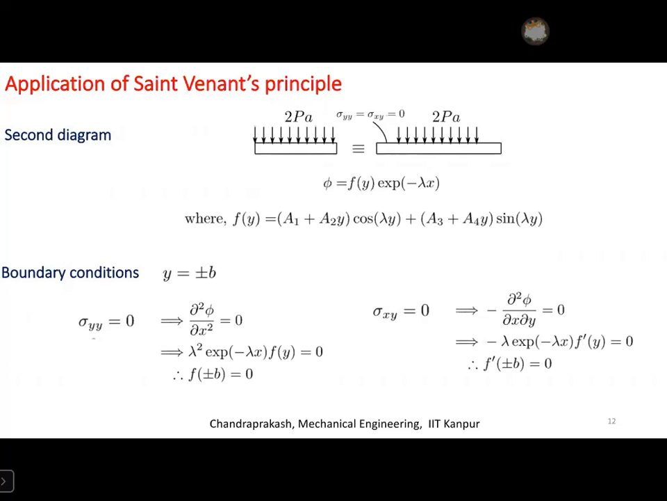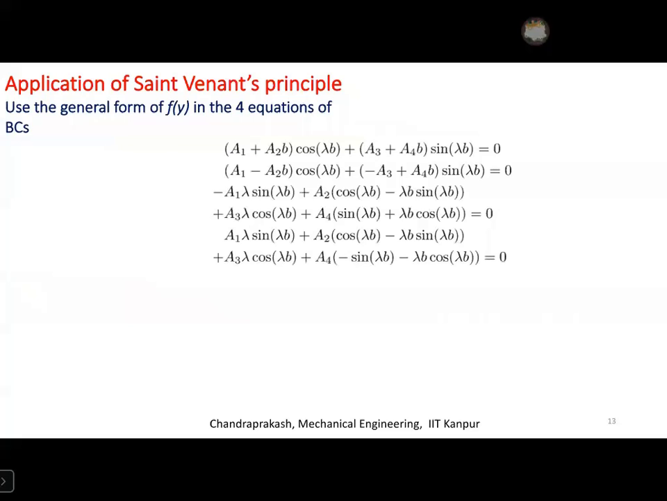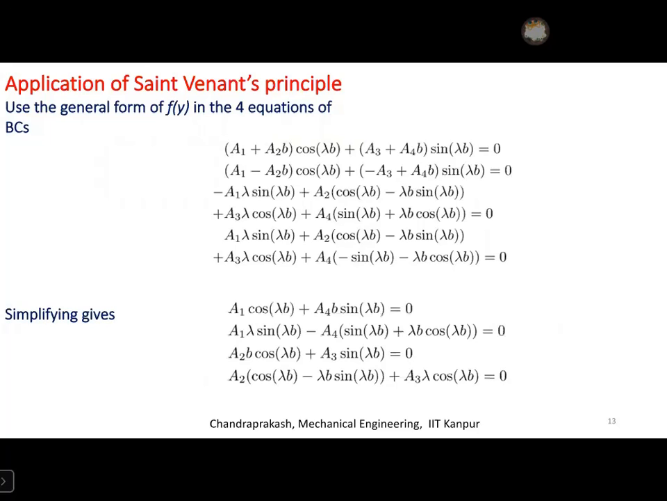So you have four equations, and how many unknowns are there? A1, A2, A3 and A4. And what is lambda? Is it known or unknown? That is also an unknown. So we have a total of five unknowns, but so far we have only four equations. Let us see what we can do with it. Okay, so four boundary conditions led us to four equations. You can rearrange them and write them this way.